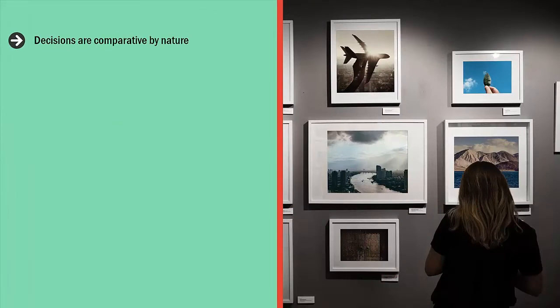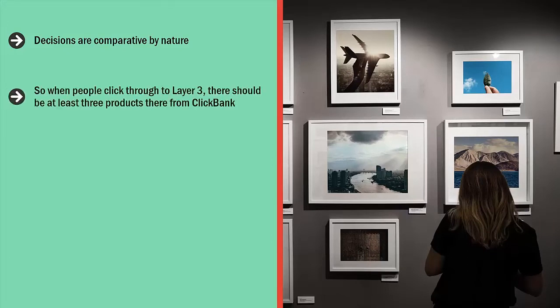Decisions are comparative by nature. We're always asking ourselves, compared to what? So give them that comparison. This is how you sell. So when people click through to layer 3, there should be at least 3 products there from ClickBank. You break them down based on features, and then you make notations regarding how likely this specific option is going to help them solve their problem. Then you do the same for the other products.